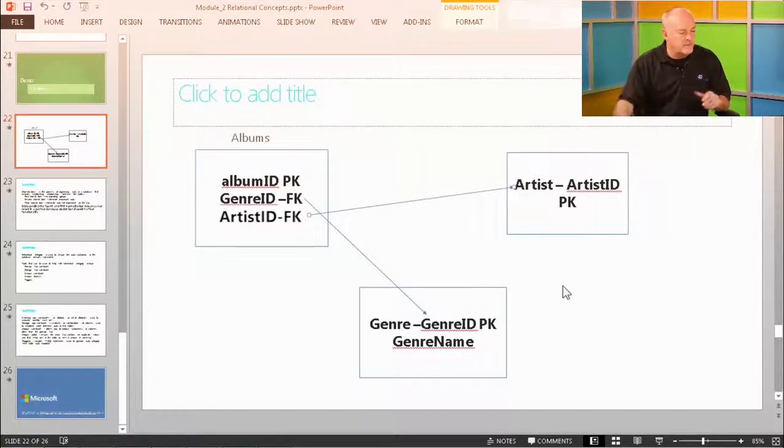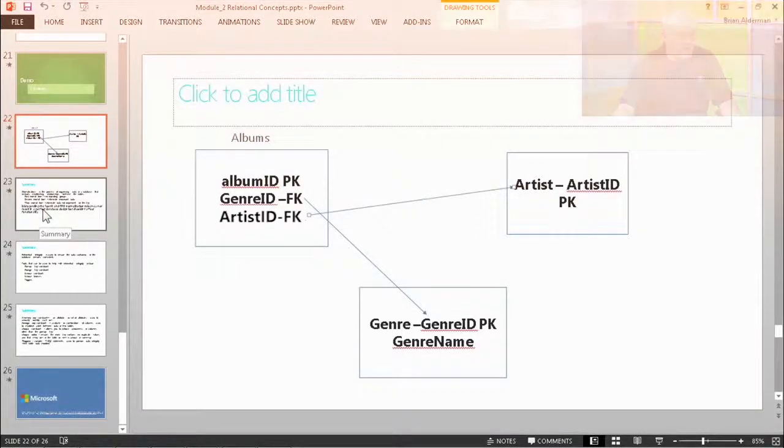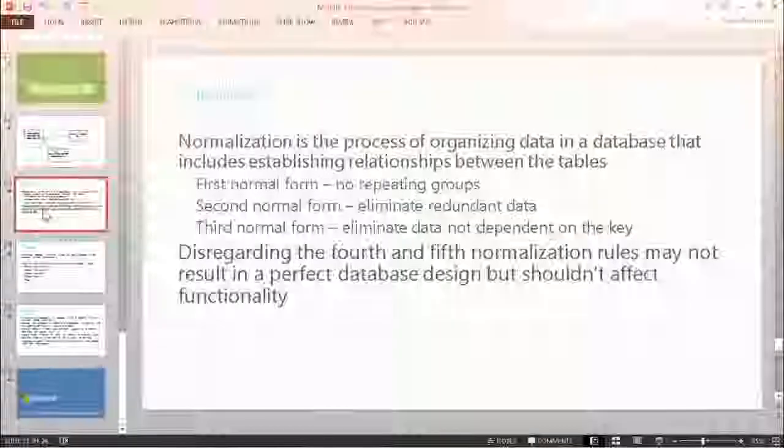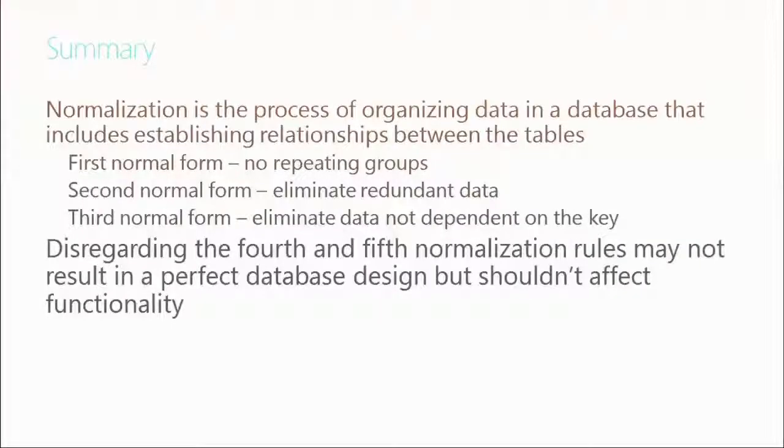Let's go on to the summary slide, and then I think we'll wrap up and get on to module 3. So we talked about normalization. Remember, there are 5 normal forms. Let me go big screen here. There we go. The first, second, and third are the ones we're worried about the most.